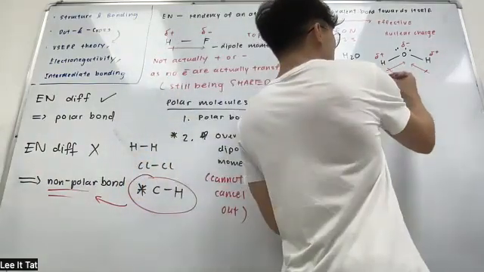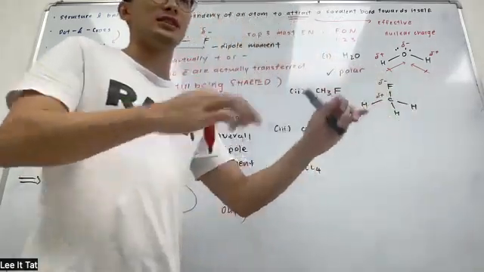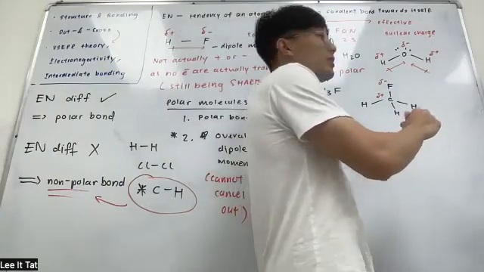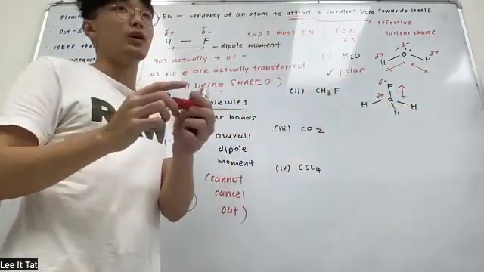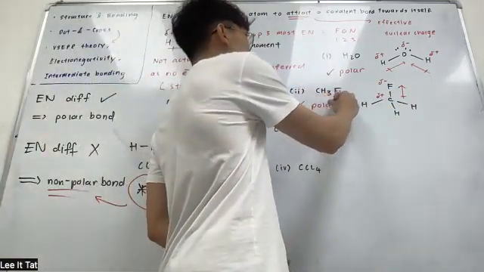For CF, we have a partial negative on F and a partial positive on C. F has stolen the electrons, right? The dipole moment is pointing from C to F. Overall, does the molecule have a dipole? Yes. So this is a polar molecule.